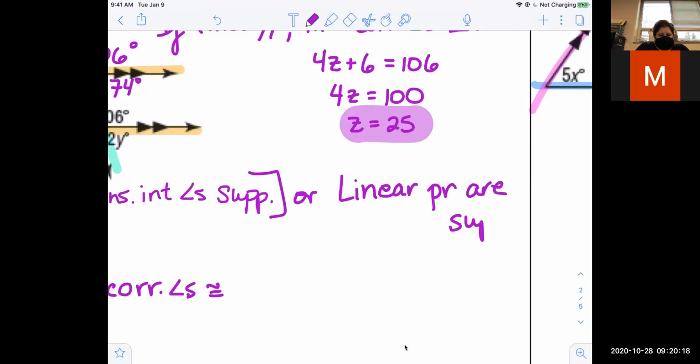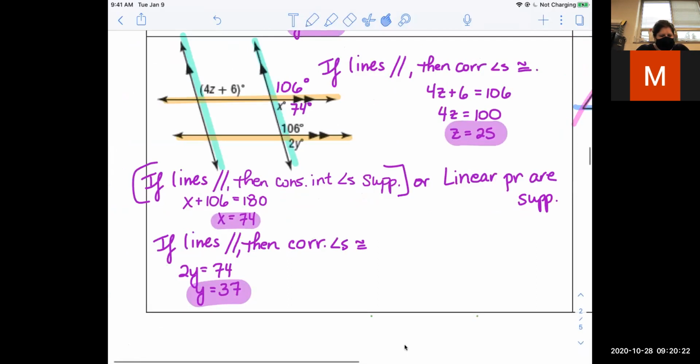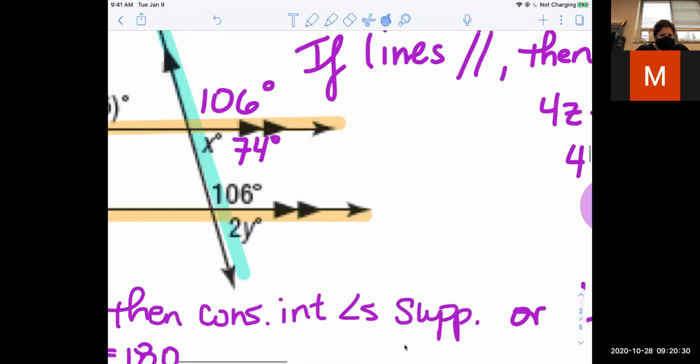Okay, you might have a different reason than me, but as long as that makes sense with the diagram, then that's okay. All right, and then for Y, let's see, now that this angle being 74 makes that one 74, I'm using the corresponding angles again, but you could also have used a linear pair. So 2y plus 106 equals 180.